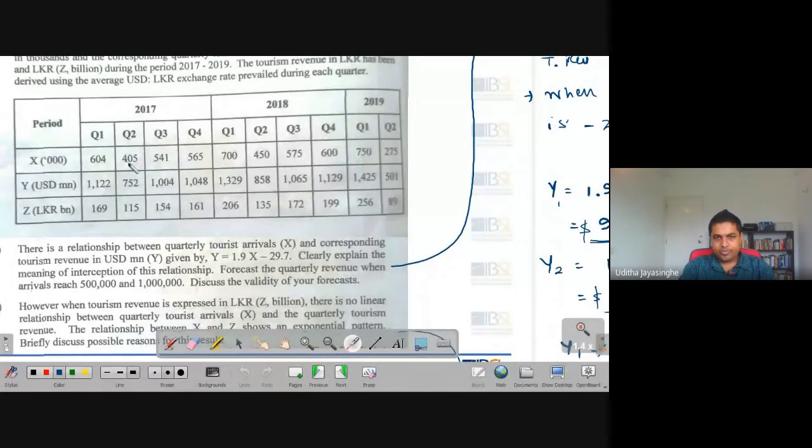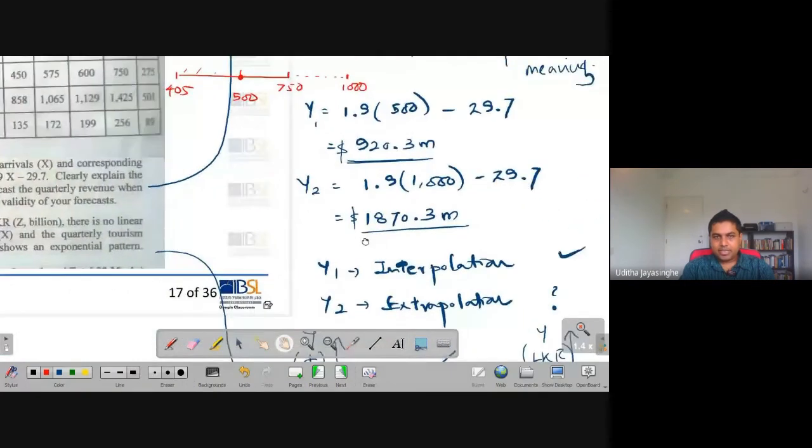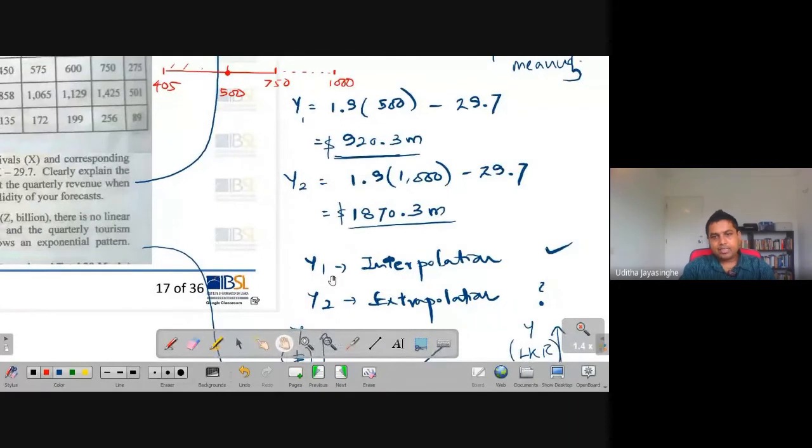Approximately a 245 kind of range is what is defined here, so from 405 to 750. Now this 500 is a value that typically lies within this range. This 1000 is a value that will be slightly extended beyond this x values range. So that's why we call this y1 an interpolation.